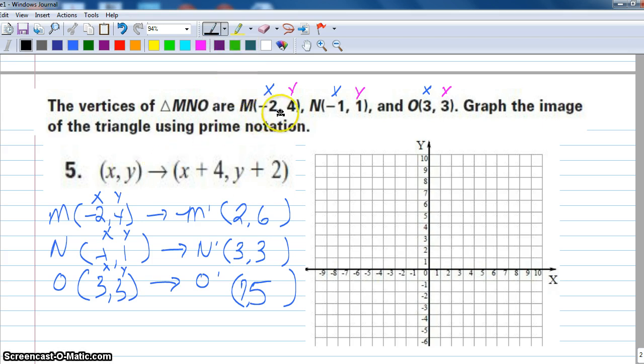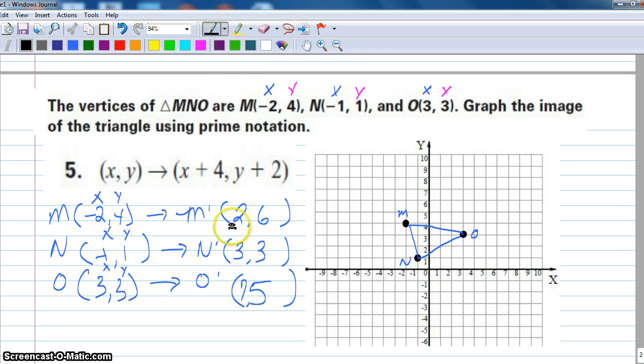So M is negative 2, 4. Right there. That is M. And then negative 1, 1. Right there. And then 3, 3. And then we'll label it and connect the triangle. Hold on. So here's my triangle M N O. Now I'm going to get each of these points and I'm going to translate it.